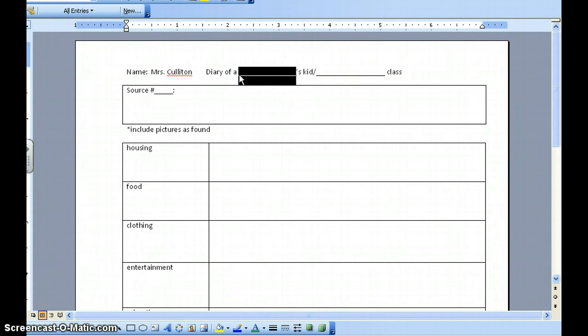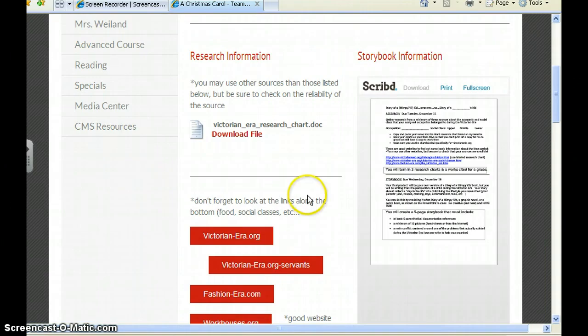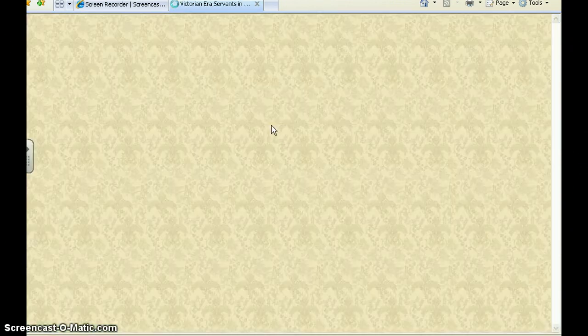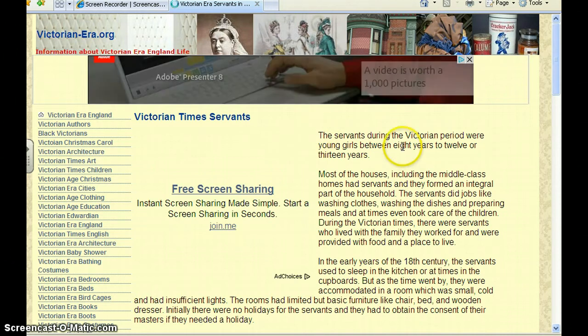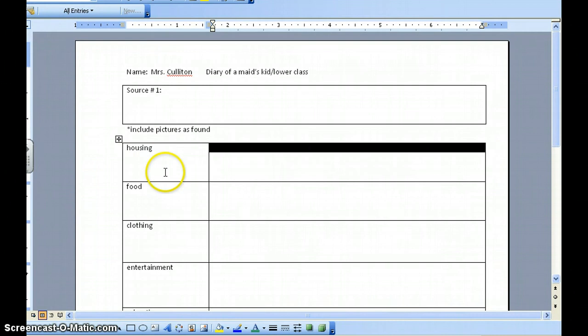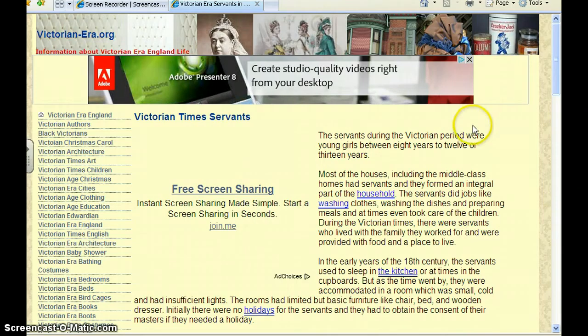So my occupation, I'm going to look up maid, a maid's kid, and maids belonged to the lower class. And so this is going to be my source number 1. And so if I go back to that web page, I can look through a couple of different things, and victorianera.org is one, and there's a specific link that I found that gave some specific information about what life was like for servants. And so they needed to break their research down into housing, food, clothing, entertainment, to get an idea of what life was like for a servant.